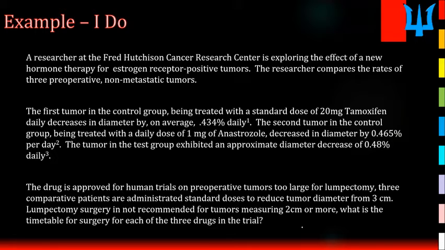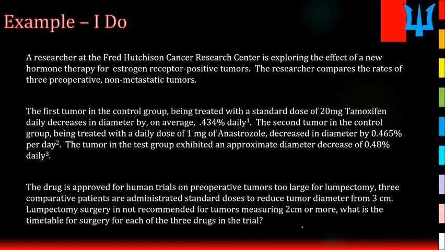The first tumor in the control group is being treated with a standard dose of 20 milligrams of tamoxifen, administered daily, and it's decreasing the diameter of the tumor on average by about 0.434% daily. The second tumor in the control group, being treated with a daily dose of 1 milligram of anastrozole, decreases in diameter by 0.465% per day. And the tumor in the test group with the new drug is exhibiting an approximate diameter decrease of about 0.48% daily. The drug is approved for human trials on preoperative tumors that are too large for lumpectomy.